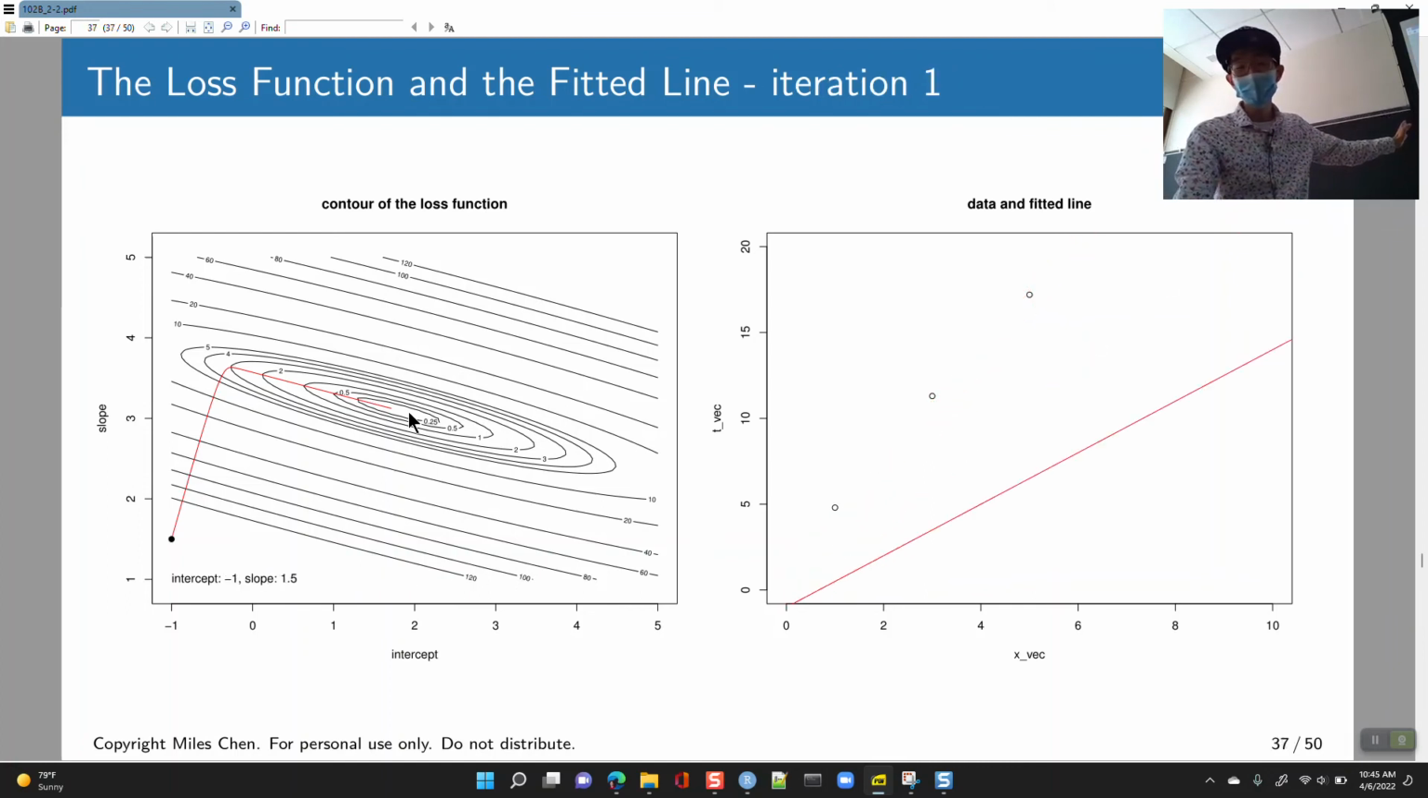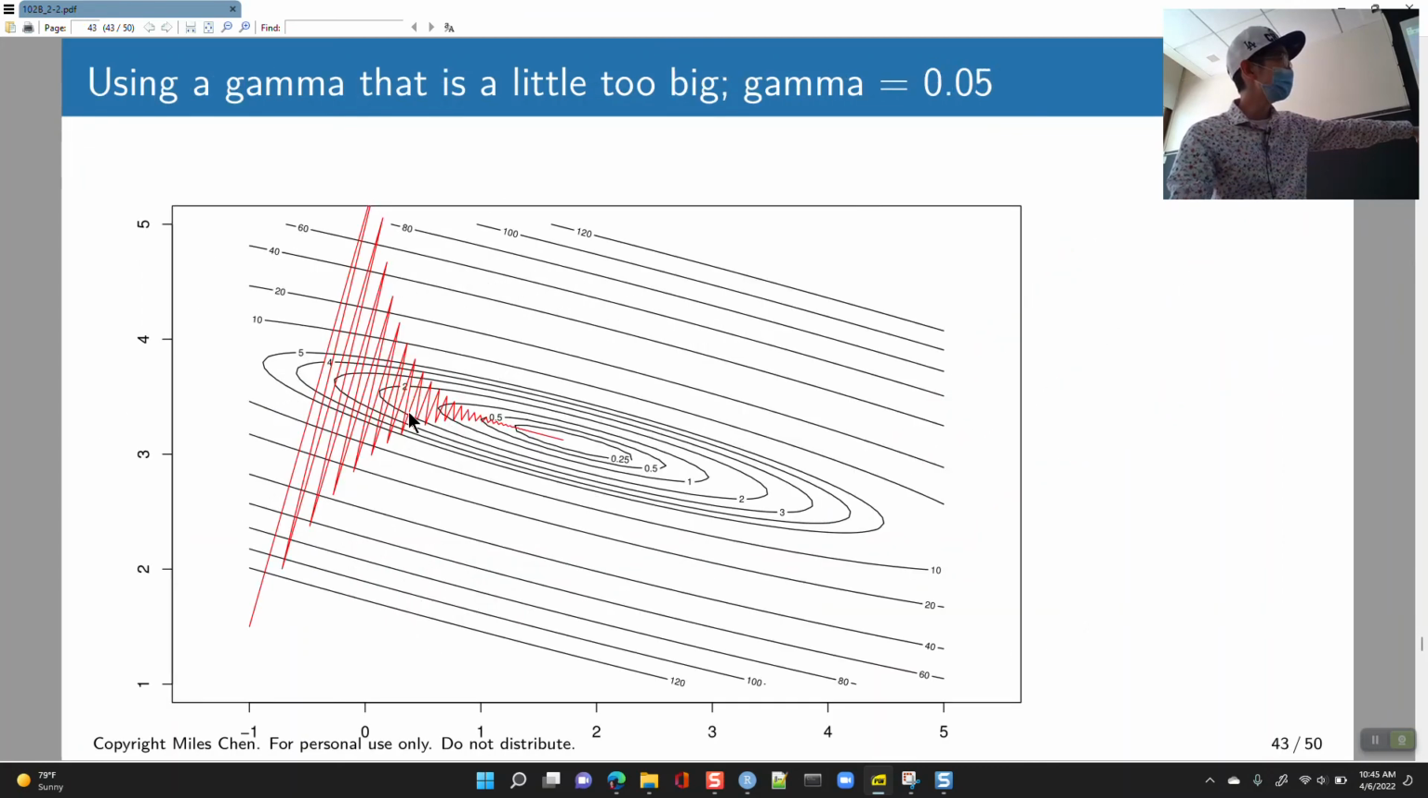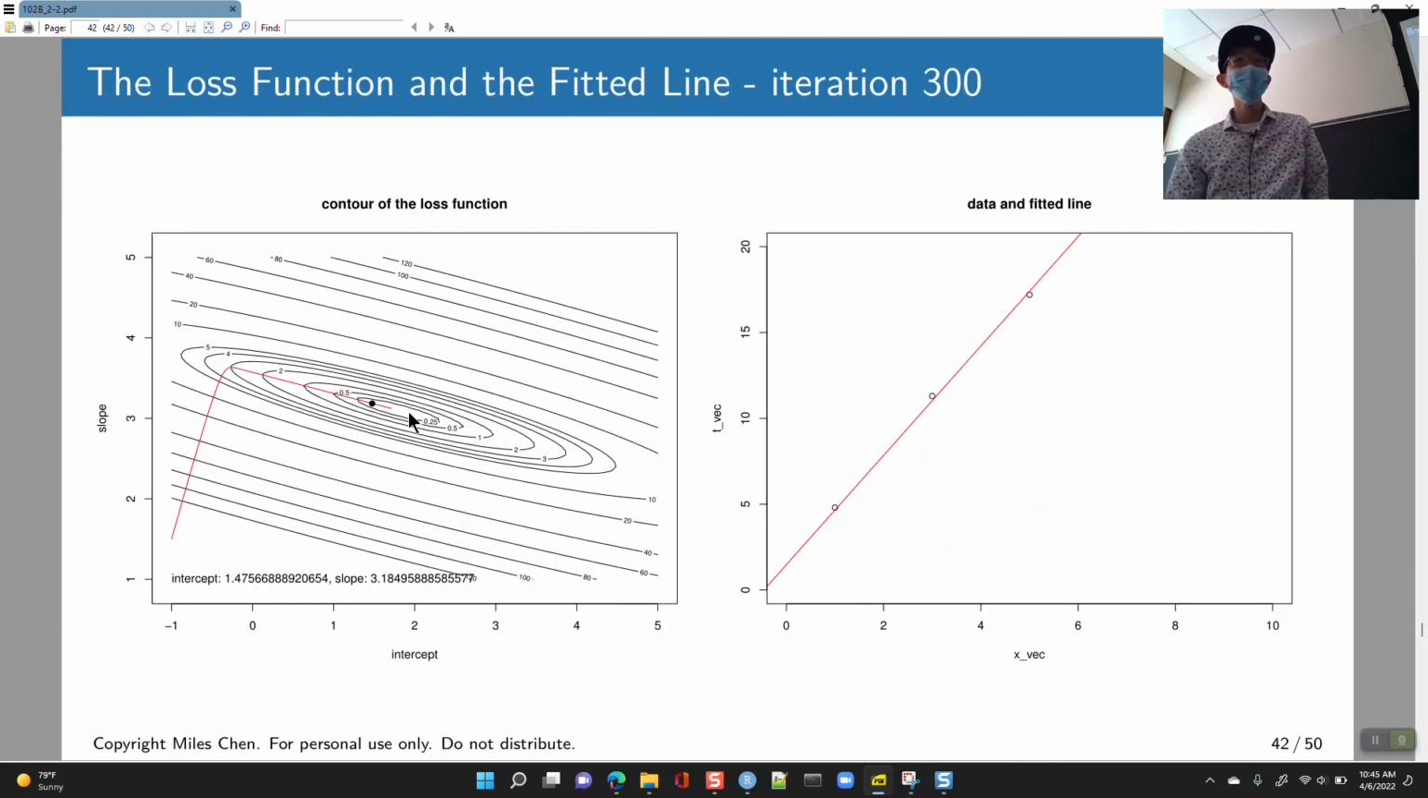We just started off with this arbitrary and terrible line with an intercept of -1 and a slope of 1.5, and we said, okay, let's do this. And we got here. If we let it run, we'll get something close to the actual solution of intercept 1.8, slope 3.1. Does that kind of make sense?